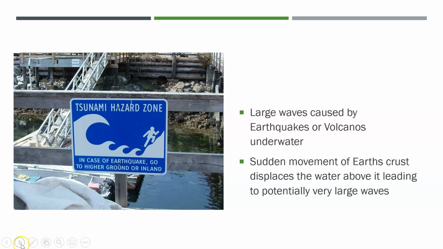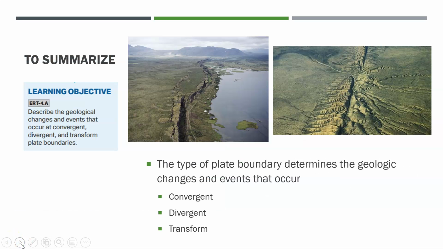So to summarize, our goal was to describe the geological changes and events that occur at convergent, divergent, and transform plate boundaries. We covered the three types of plate boundaries and discovered that all of them have earthquakes. Most of them also have volcanoes. And that is plate boundaries.